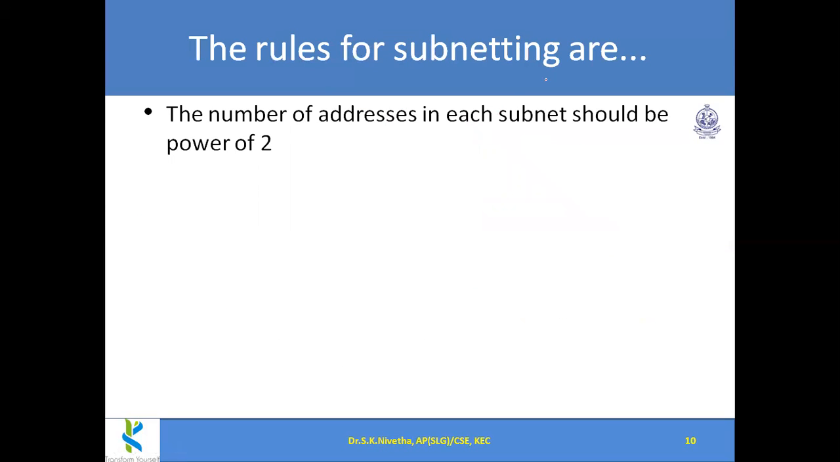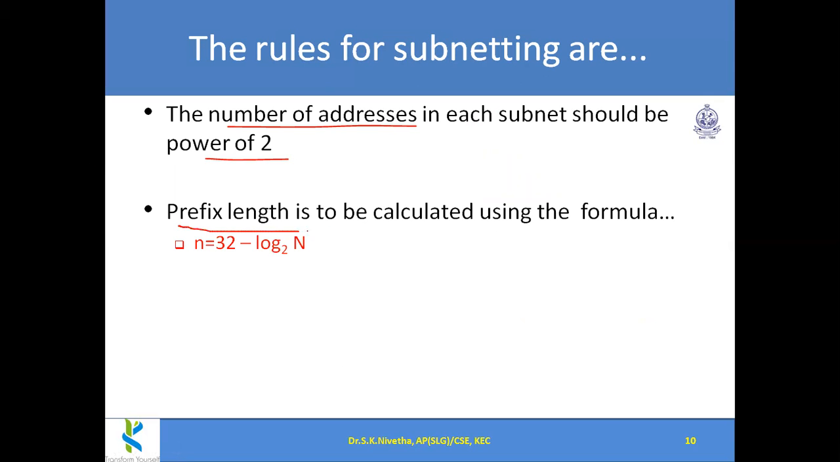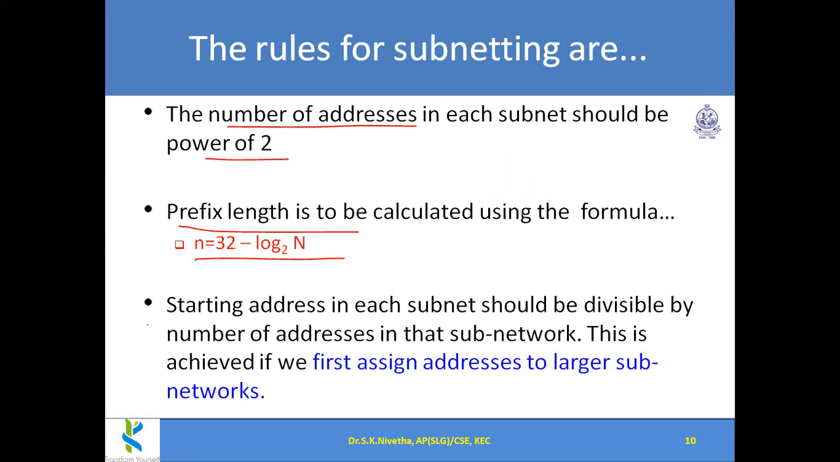Next, the rules for subnetting. As I told, the number of addresses should be in powers of 2. I cannot allocate 30 addresses, I cannot allocate 25 addresses; it should be in powers of 2. The prefix length is to be calculated using this formula, as we did. The starting address should be divisible by the number of addresses in that subnetwork. And moreover, if we assign addresses to the larger subblock first, then automatically the starting address is divisible by the number of addresses.